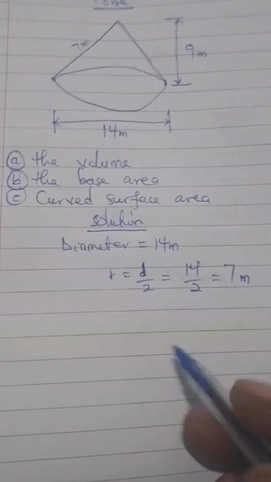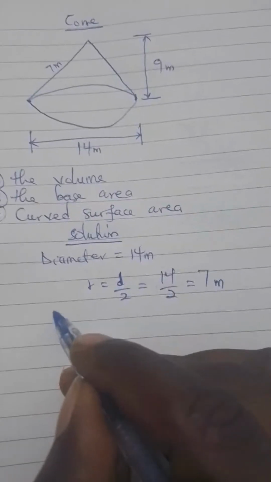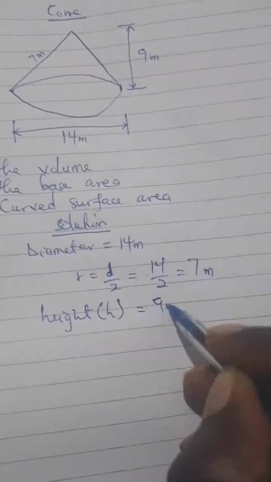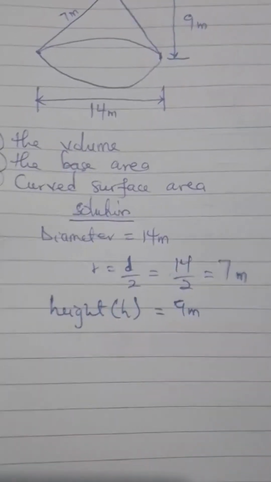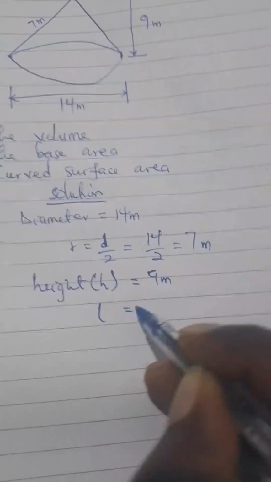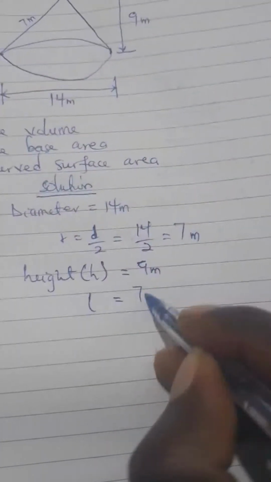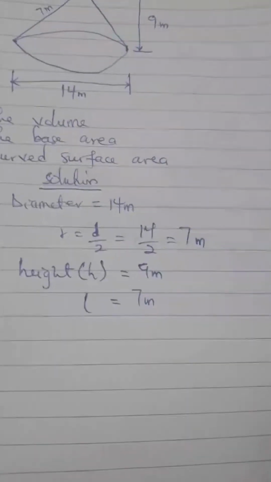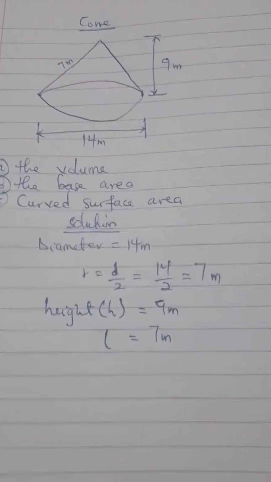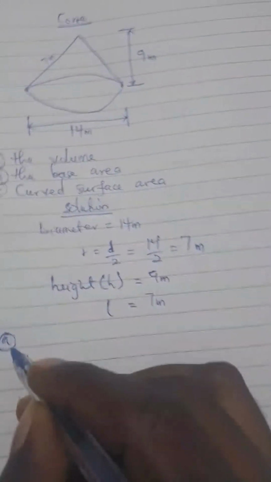Now, we also have the perpendicular height given as 9 meters. Then we also have the slant height, which is L, as 7 meters. So we want to look at the volume first.